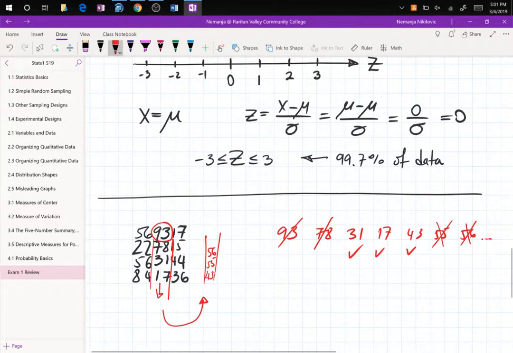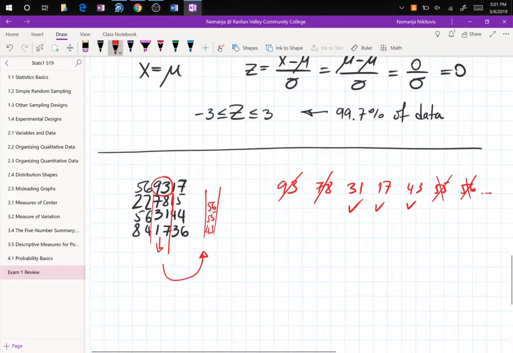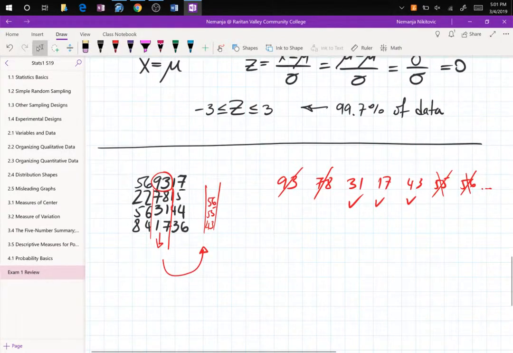Yes. You can have repeating numbers. As I said, you can go in any order you want. So I said less than 50, so we had to reject all of these.